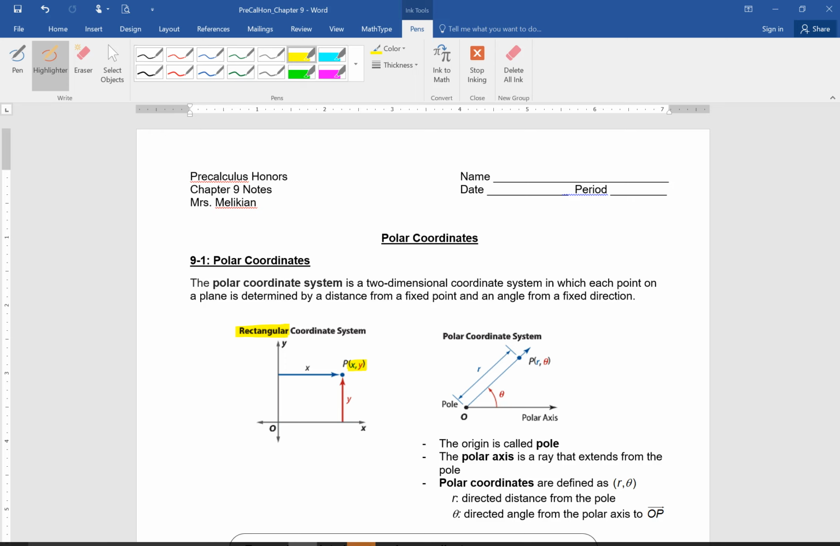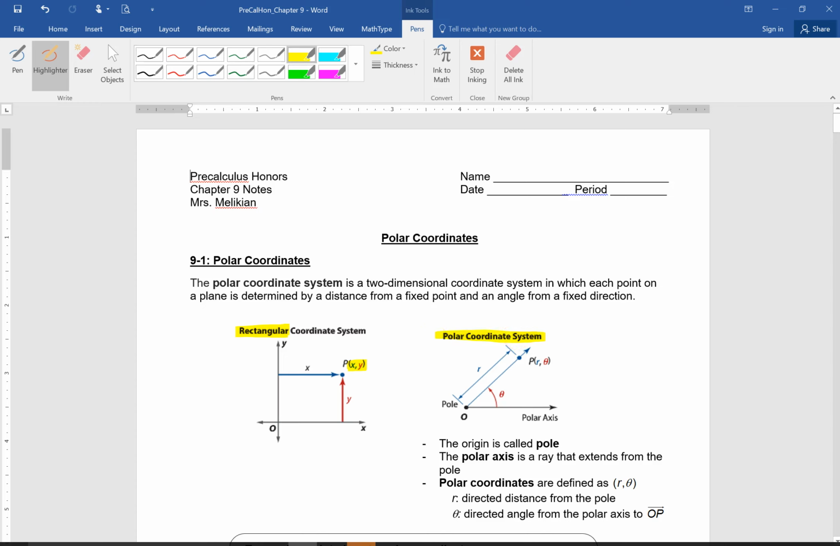So it makes sense then to have another coordinate system where it's not straight horizontal and vertical lines, where we account for this circular world that we live in. And for that, we have the polar coordinate system.